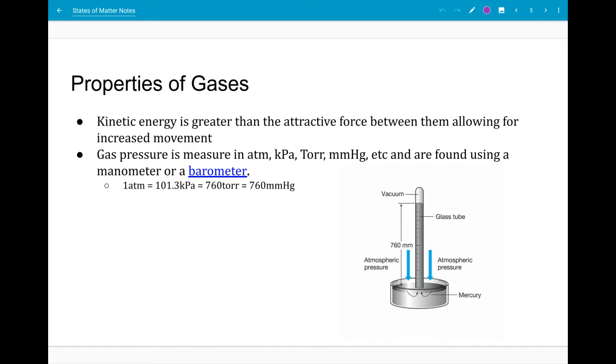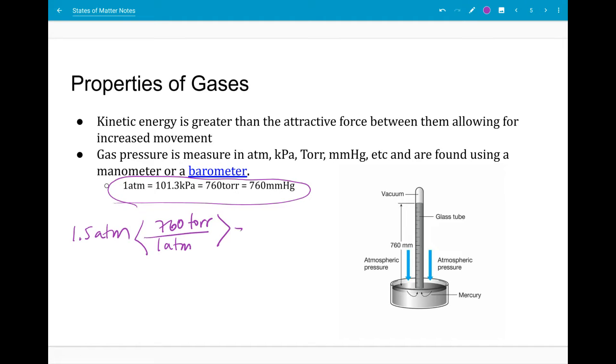We can measure gas pressures in atmospheres, kilopascals, torrs, or millimeters of mercury. Okay, we can use a manometer or a barometer to do that. I would make sure you know these pressure units. So if I ask you to convert atmospheres to torrs, you can do that by using dimensional analysis. Okay, so if you have trouble with unit conversions, please let me know. So I'd put that on a help sheet or write it somewhere that you can easily access because it is likely that you're going to have to convert your pressure units.